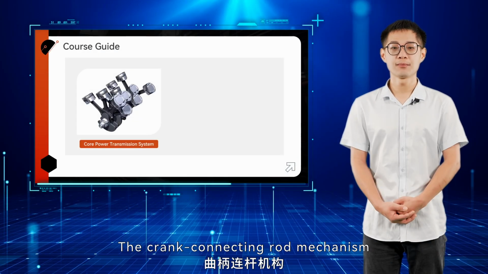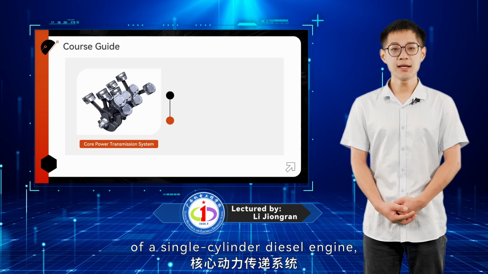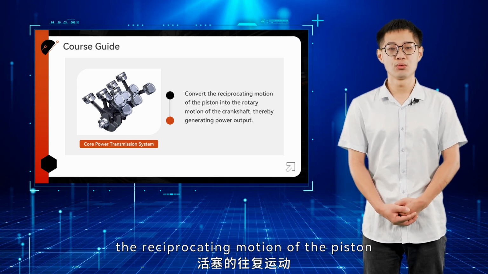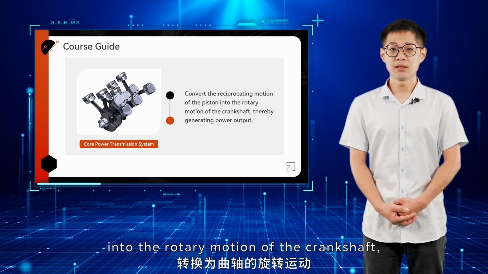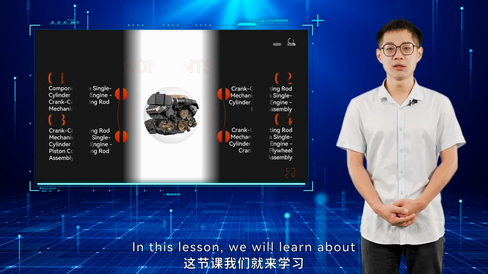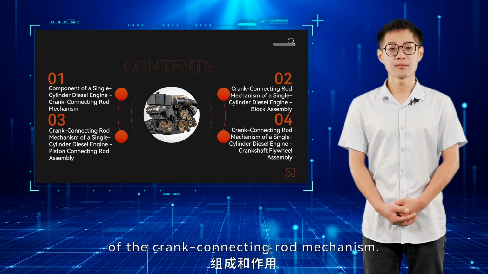The crank connecting rod mechanism is the core power transmission system of a single-cylinder diesel engine, responsible for converting the reciprocating motion of the piston into the rotary motion of the crankshaft, thereby generating power output. In this lesson, we will learn about the components and functions of the crank connecting rod mechanism.